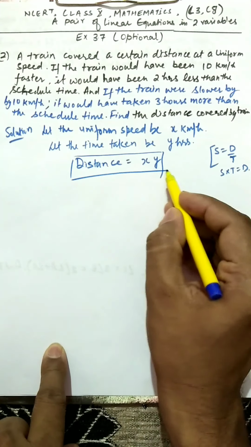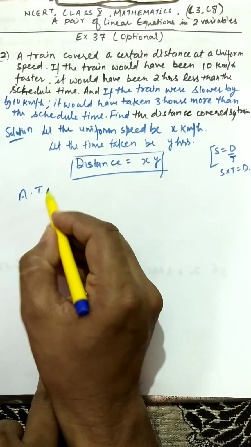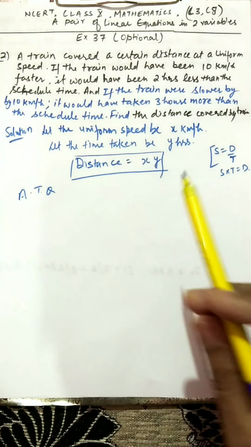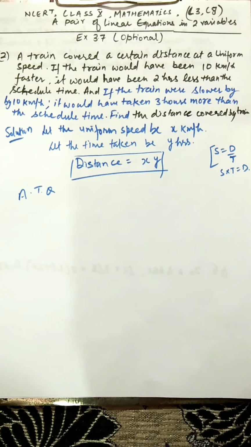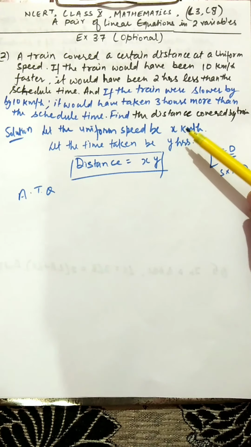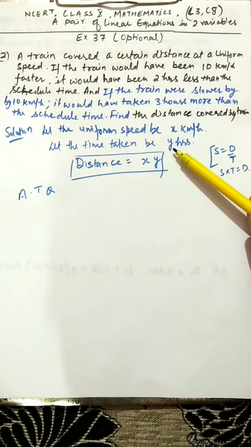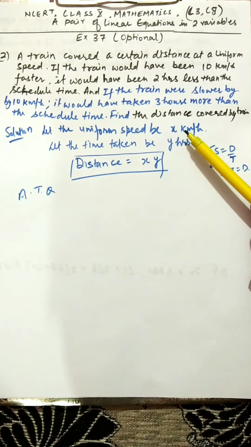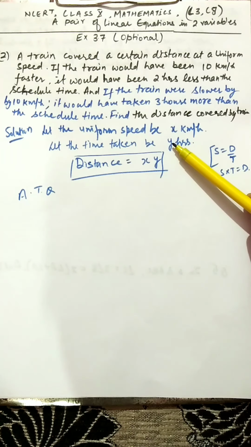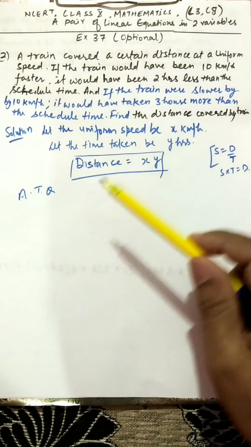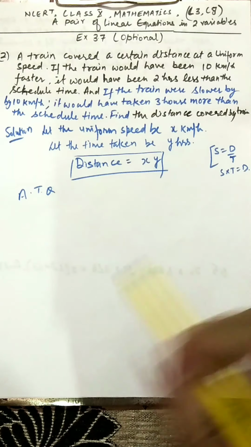Now we read condition number 1 according to the question. The question is saying that a train covered a certain distance at a uniform speed. If the train would have been 10 kilometer per hour faster, your new speed will be x plus 10. Then the time would have been 2 hours less. Earlier the time taken was y hours, but if you increase the speed, your time will be lesser, so the new time will be y minus 2. But the distance will remain the same because the distance is fixed.